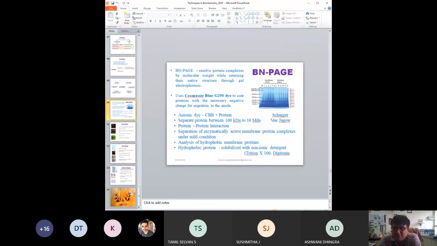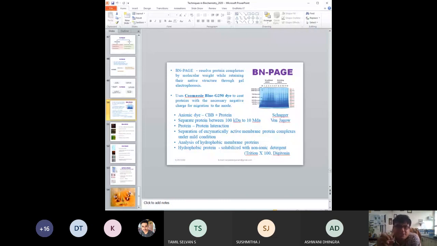This BN-PAGE nowadays, if you search on the net, a lot of publications are coming out in journals of high repute like Nature and others, where people have used this BN-PAGE to characterize some of the organelle proteins or some of the membrane proteins present in different organelles. There they have used this technique to characterize these complex supraprotein assemblies. This particular technique was discovered by Schägger and von Jagow. They have their own publication also.